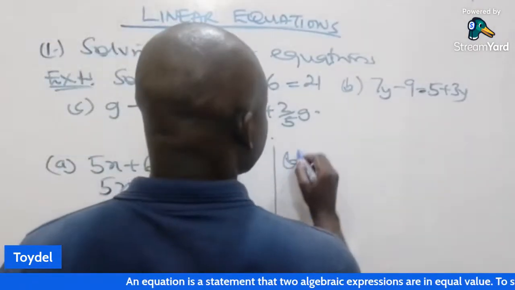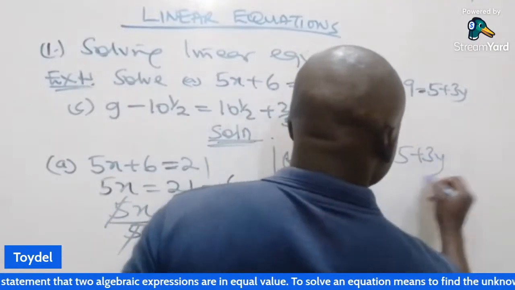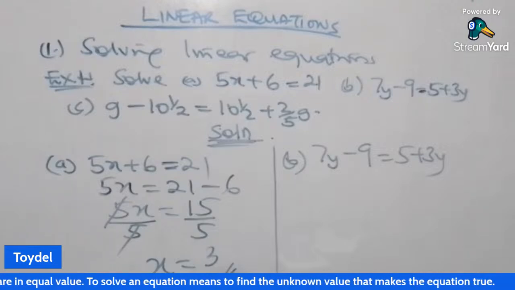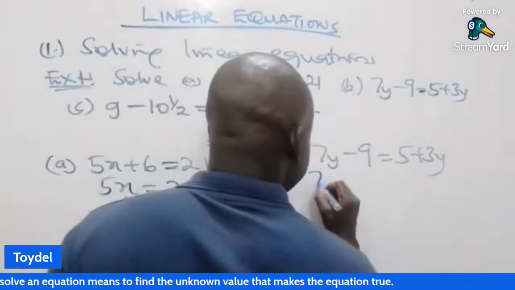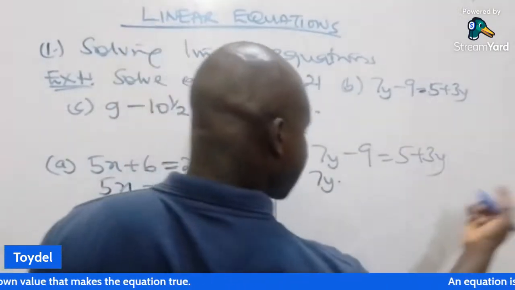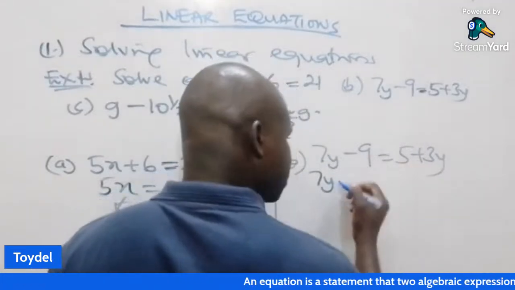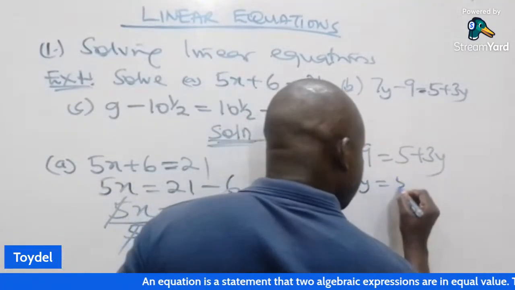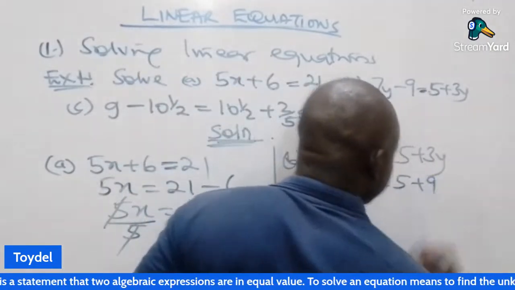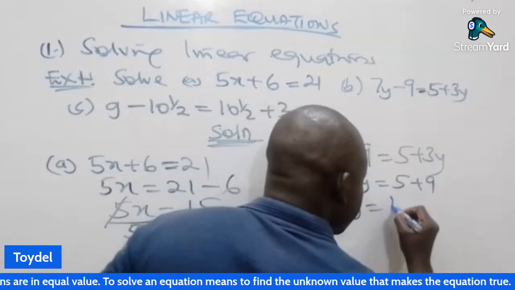Then we go to the second question, where we have 7y minus 9 is equal to 5 plus 3y. So we try to collect the like terms. That's the first thing to do. We say 7y, we have minus 3y at the right hand side. By the time it comes to the left hand side, the sign will change from plus to minus. So we have 7y minus 3y to be equal to 5 here. This is minus 9. By the time this minus 9 crosses this equality sign, it becomes 9. Then 7 minus 3, that's 4y, will now be equal to 14.